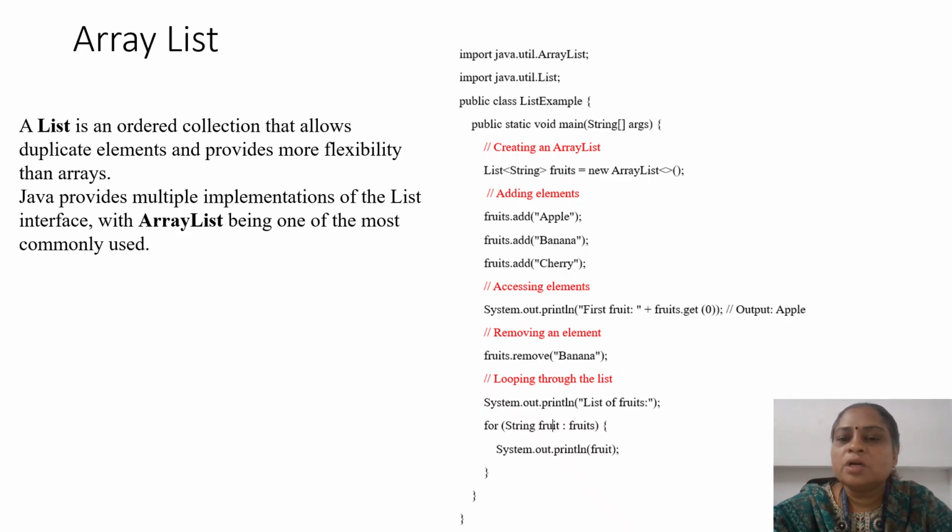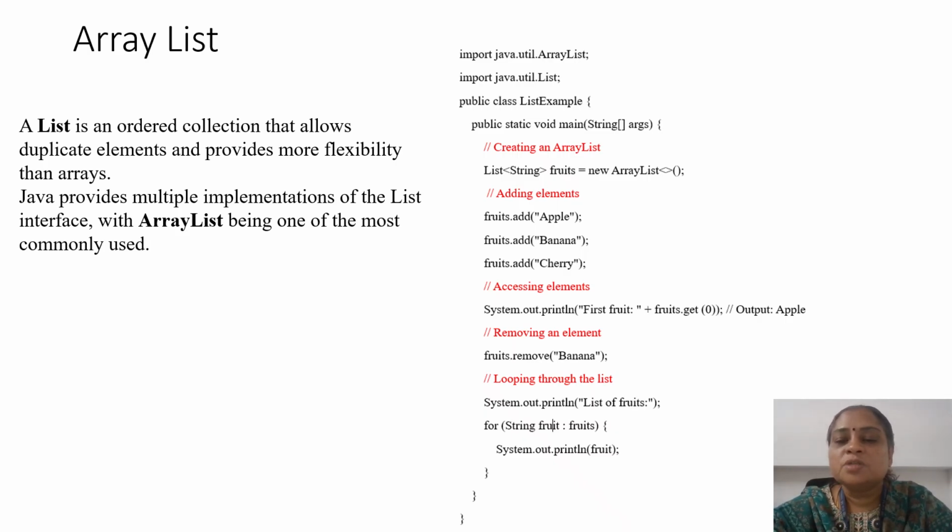If I use fruits.add apple, the first element apple will be included in the list. Following that I have included banana and cherry. So in my ArrayList, I have three fruits: apple, banana, and cherry. Next, if I want to access an element, the method you have to use for accessing is get: fruits.get of the position. If the position is 0, it will print apple. If the position is 1, it will print banana. If the position is 2, it will print cherry, right?